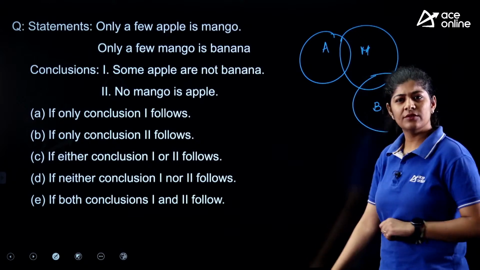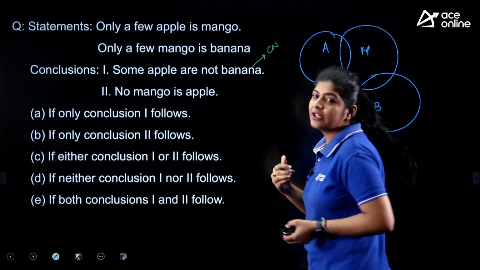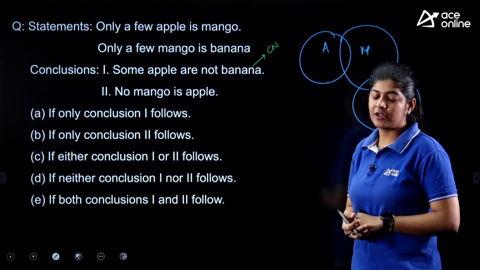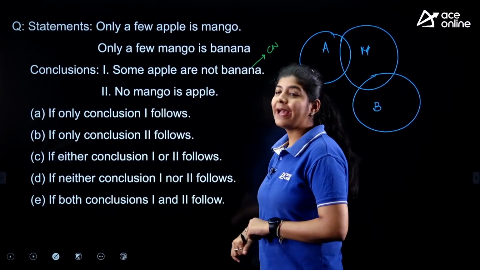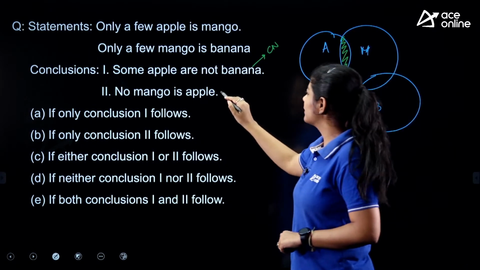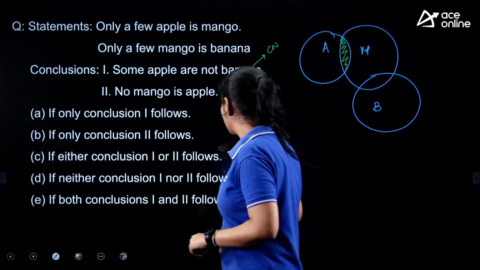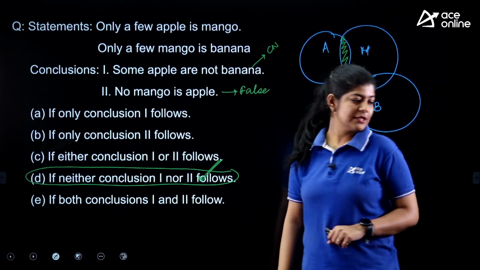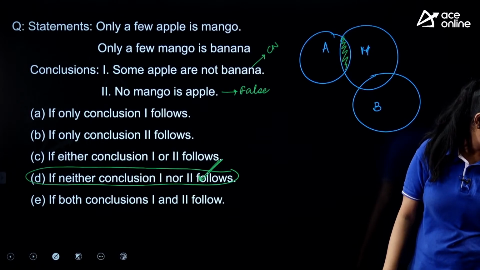Can we say that? No, we can't say anything because we don't have sufficient data, or we can say we don't have any direct or indirect relation between them. So we can't say anything, right? Second one, no mango is apple. No, we do have something common between apple and mango. So this one is considered false. So the answer is very clear. Option number D is the correct one. Neither conclusion 1 nor 2 follows.